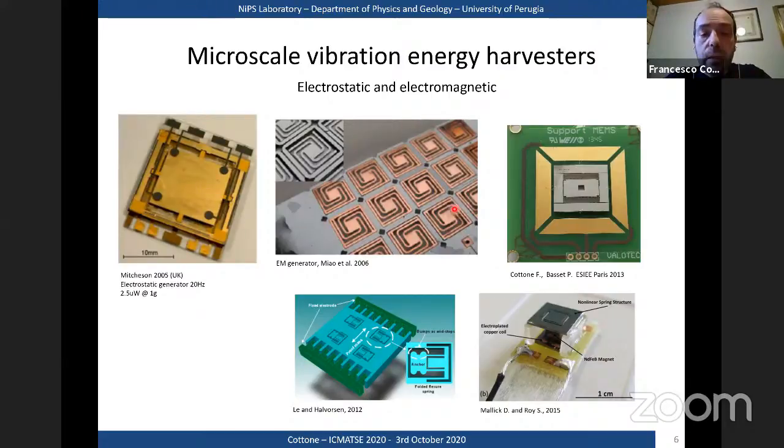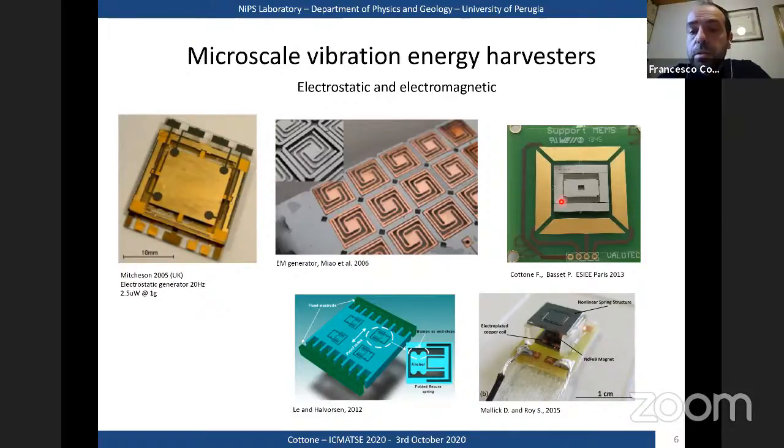And this is an electromagnetic inductor, a miniature electromagnetic inductor, made of a coil and a seismic mass suspended by spiral springs. On the bottom, we have another example of an electrostatic comb vibration energy harvester, and on the right, this is a device that I developed at ESIEE Paris with Professor Philippe Basset.